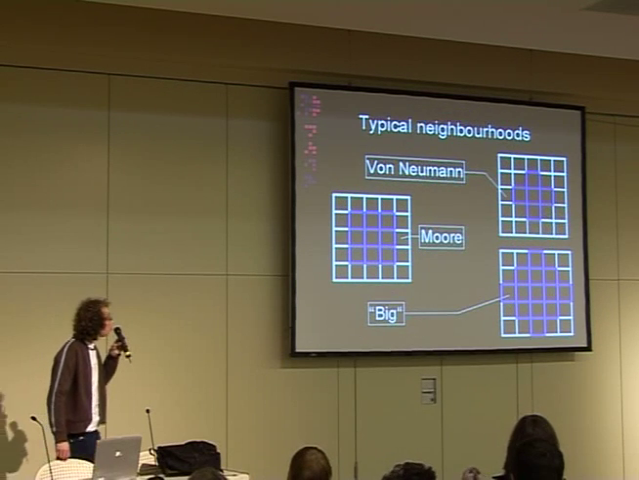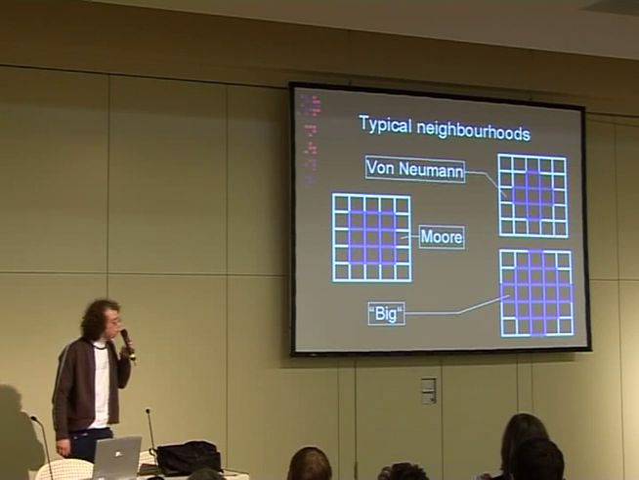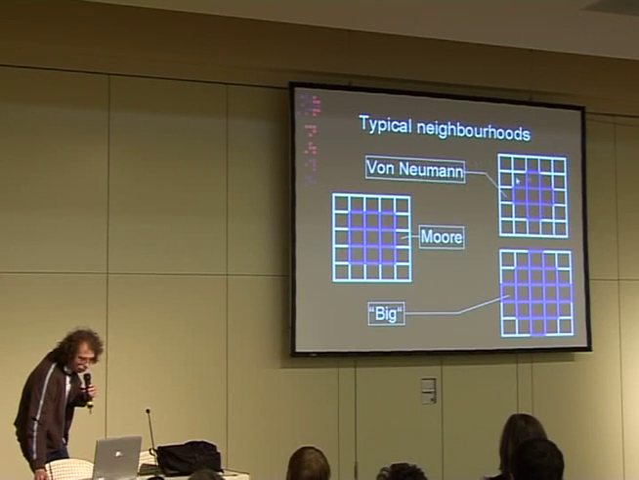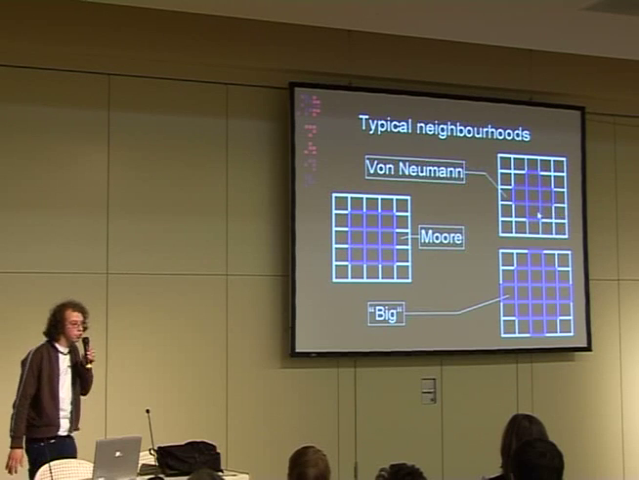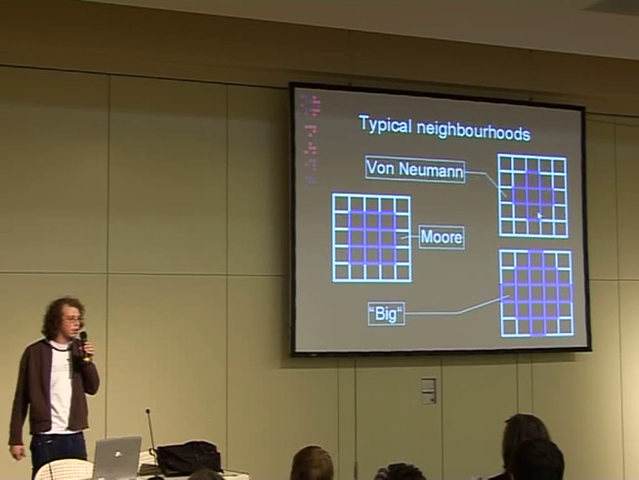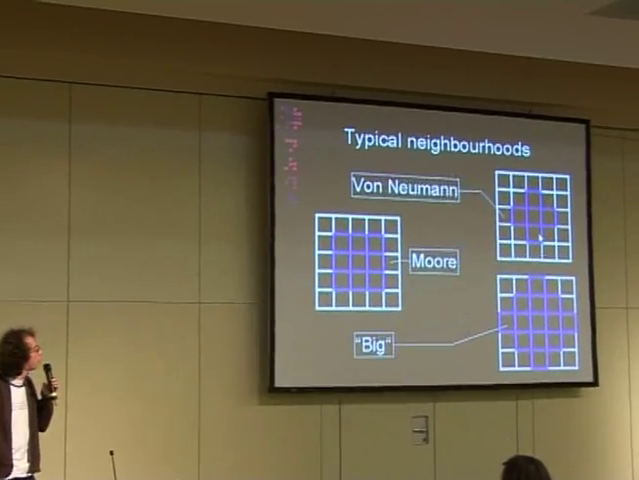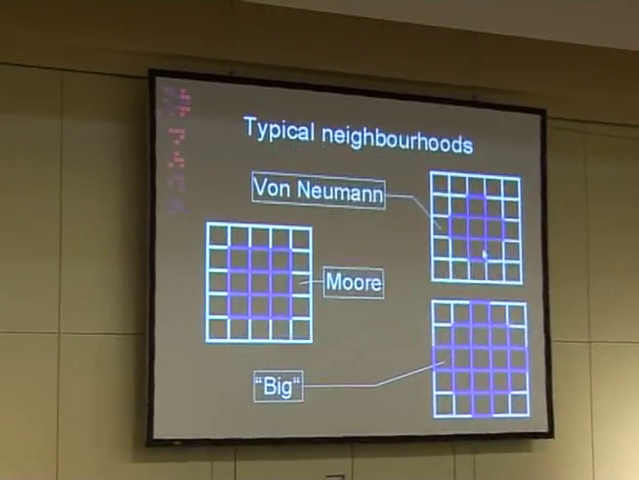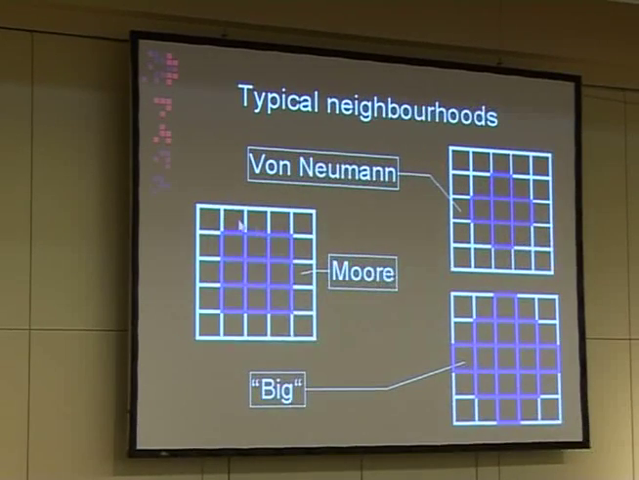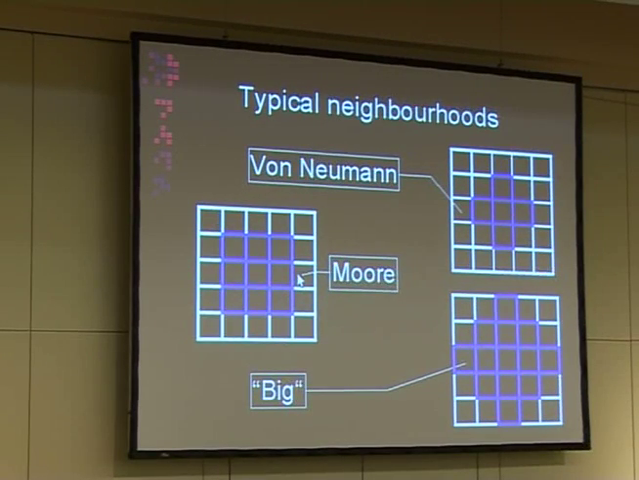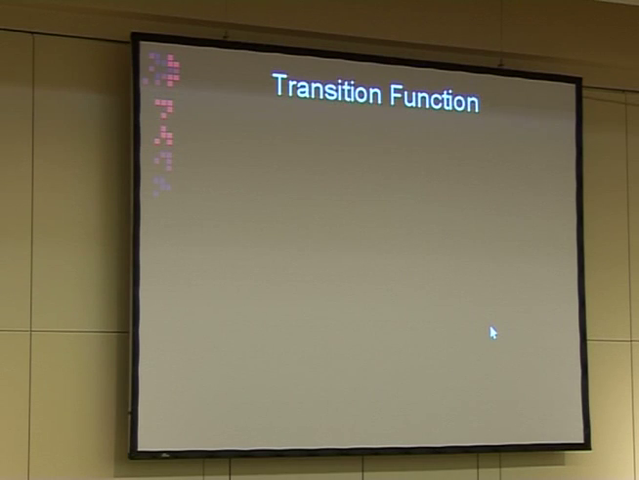Typical neighborhoods we will see: the von Neumann neighborhood that was used in the first cellular automaton that he introduced in the 40s, and then the Moore neighborhood you all know from Game of Life. But we could also make the neighborhood bigger so that more cells influence the state at the next time step.